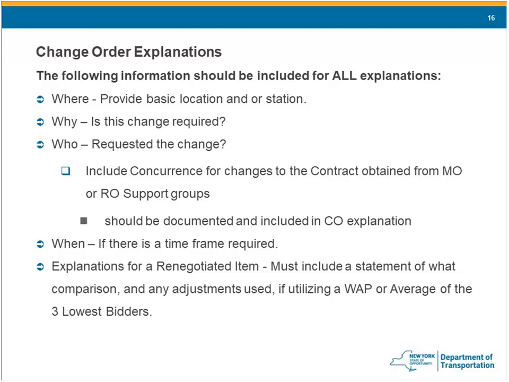Who requested the change? This one typically just happens organically. It's something that needs to be done on the contract. Include the concurrence from main office or regional support groups. If you bring in the soils group, or main office structures or anything like that, and they provide you direction, you need to include that, and that direction also affects the items and payments. You need to include that correspondence in your change order.